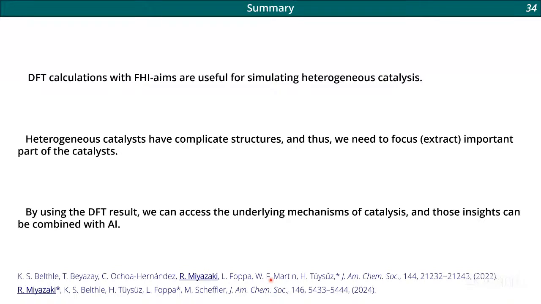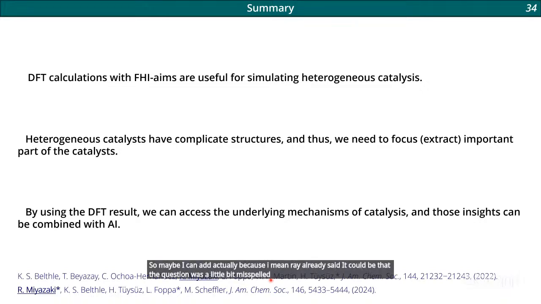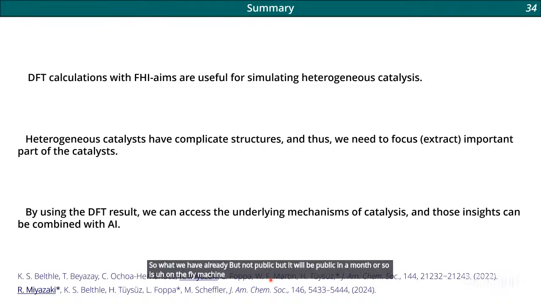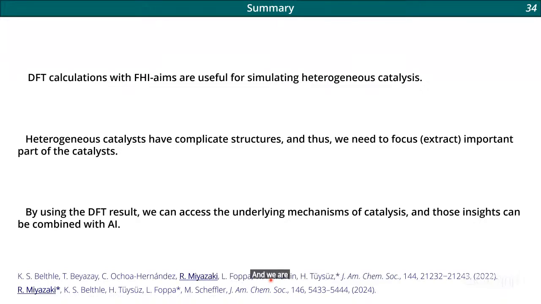So maybe I can add, because Ray already said it, it could be that the question was a little bit misspelled, because on the fly sounds a little bit like machine learned potentials. What we have already, but not public, but it will be public in a month or so, is on-the-fly machine learned potentials for geometry optimization, and we are working on it. So probably there will be a webinar in August where we will have all the machine learning aspects which Ray has mentioned, including really machine learned potentials.